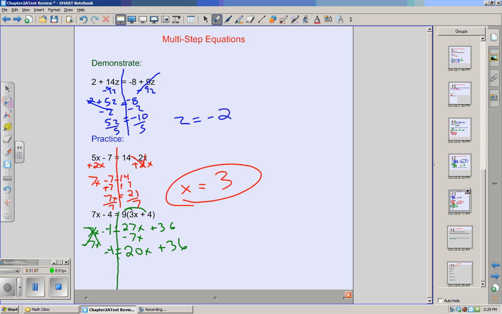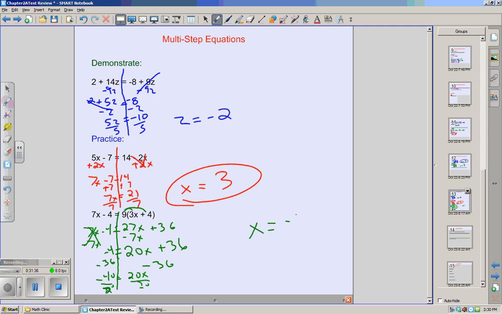Back to two-step algebra. The 20 and the x are combined, so we're going to start with the 36. Minus 36, minus 36. Negative 4 minus 36 is negative 40 equals 20x. I divide by 20, divide by 20. Oh, I know that's squished. I apologize. And negative 40 divided by 20, x equals negative 2. If you can solve that problem, you can do anything on this exam.